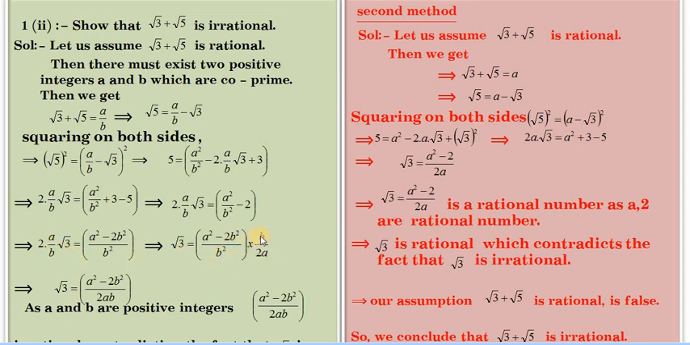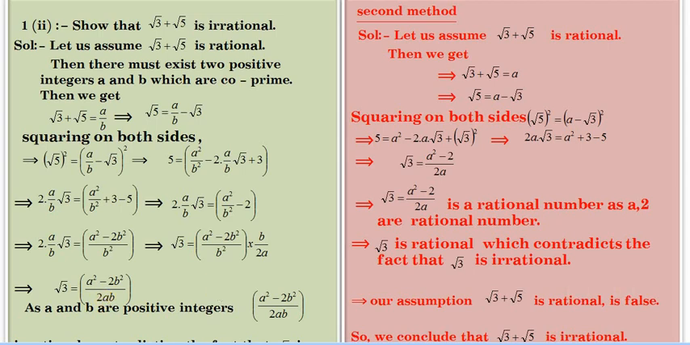Now here one b cancels: numerator b and denominator b square, one b cancels. Then the resultant step will be root 3 is equal to a square minus 2b square by 2ab. Okay. Now in this, a is an integer, b is also an integer, and 2 is an integer. So the fraction formed by integers will be a rational number. So when this is a rational number, that means root 3 is a rational number.